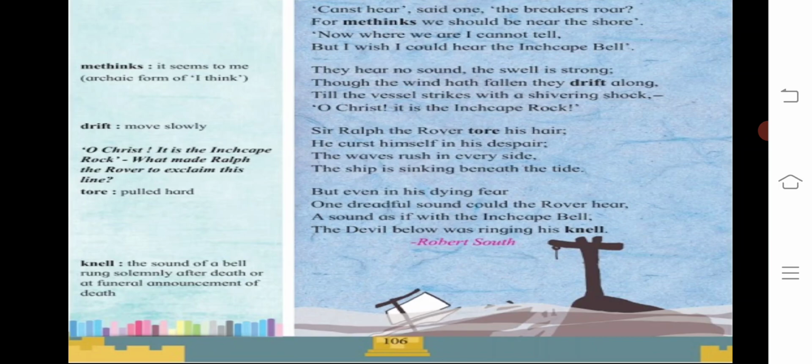Methinks. It seems to me, an archaic form, I think. Drift, move slowly. "O Christ, it is the Inchcape Rock." What made Ralph the rover say this line? Tore, pulled hard. Knell, the sound of a bell, rung solemnly after death or at a funeral, announcing death.